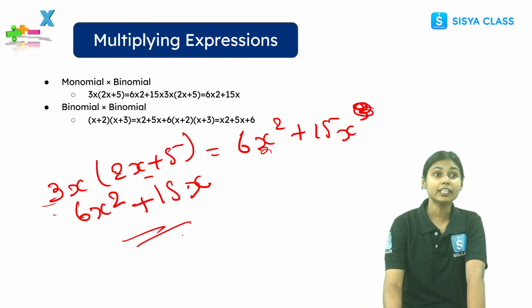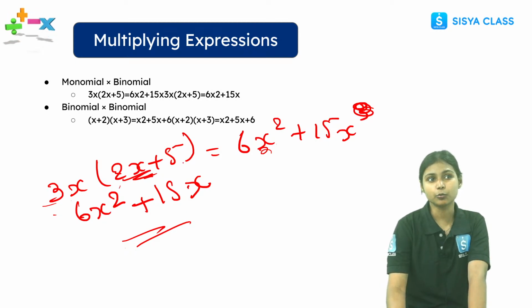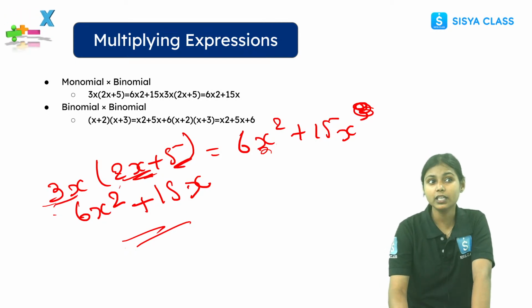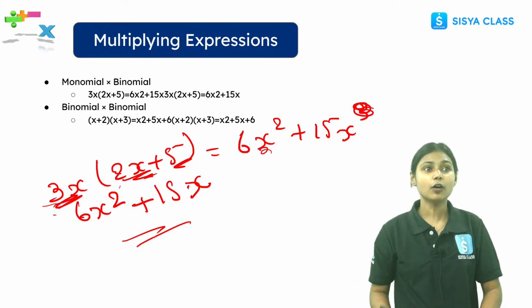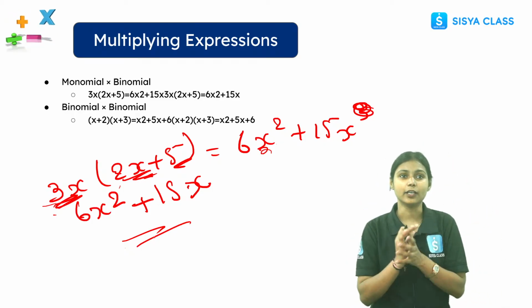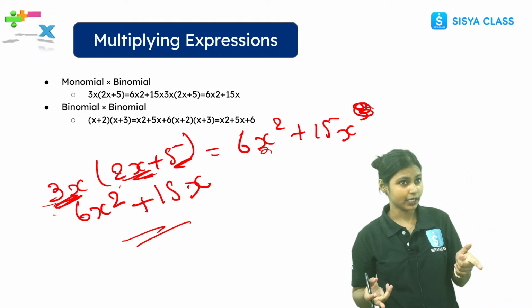A binomial is having two terms. So see, in this case, we are having a binomial which is 2x plus 5, and the monomial is 3x, which is having only one term. So monomial multiplied by binomial. That's how we are going to multiply the expressions.